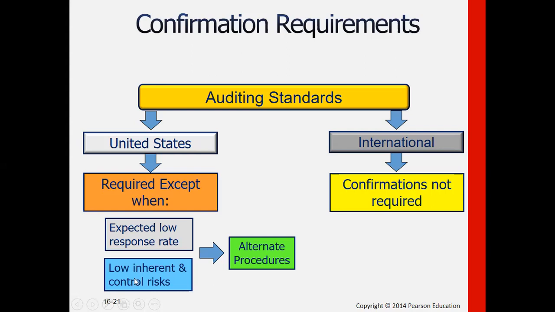Or low inherent and control risk, so the business is not that risky, therefore we do not need to confirm. For the first one, low response rate, we can do alternate procedures like the negative confirmation. If they do not respond within a certain period, it's assumed that the balance is correct. So that's it. But for international auditing standards, or IAS here, but actually it's international standards on auditing, or ISAs, confirmations are not required.